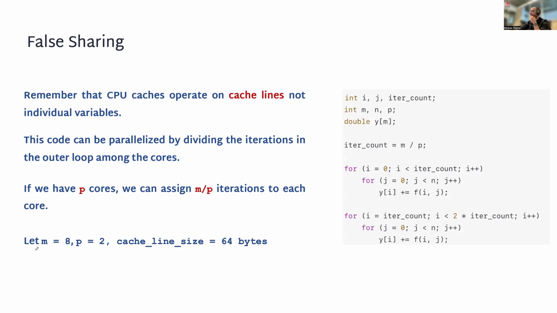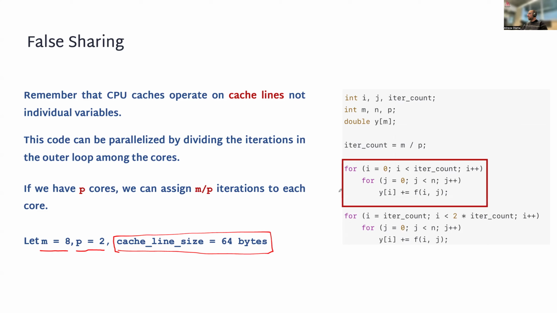So in this case, assume for this example we have M data points that we want to work with, and we have 2 threads or 2 processors, and the cache line size is 64 bytes. Okay, and here is the code that we developed. So this part of the code is done on one processor, and this code snippet is performed on another core. And you can see here how we divide that.